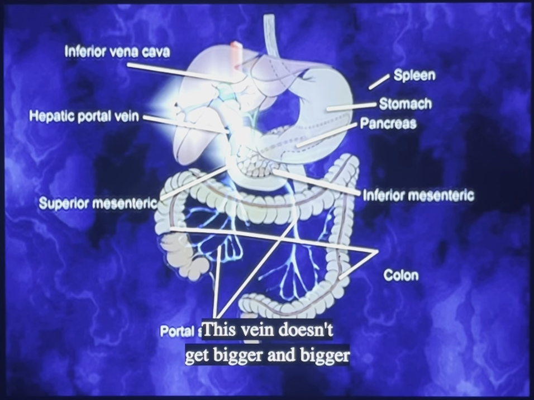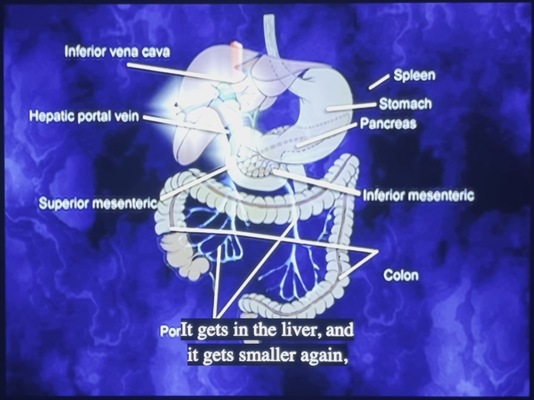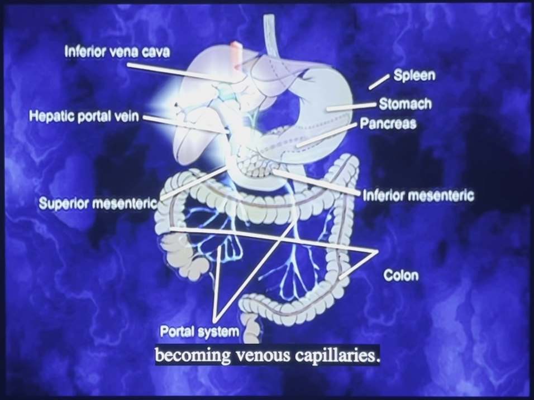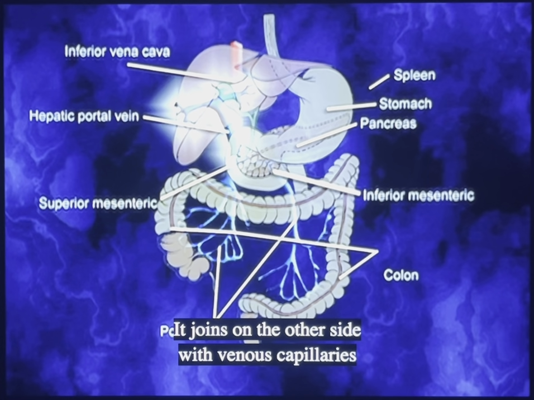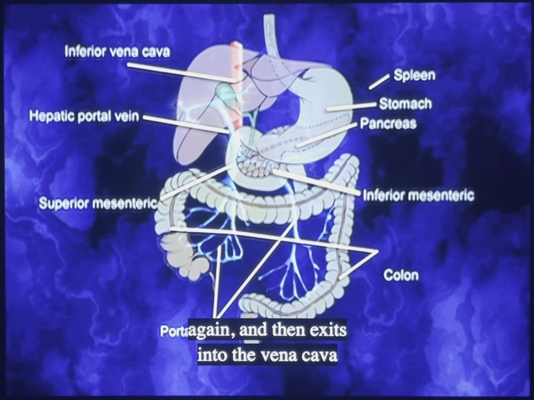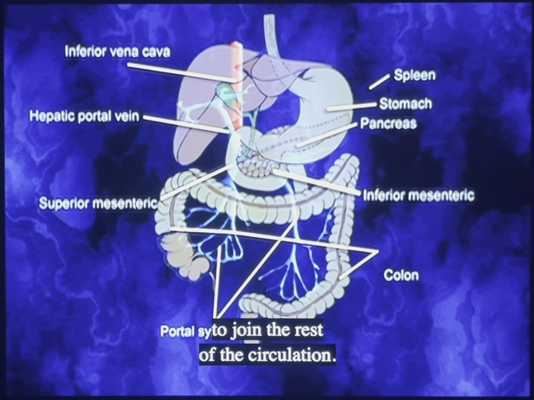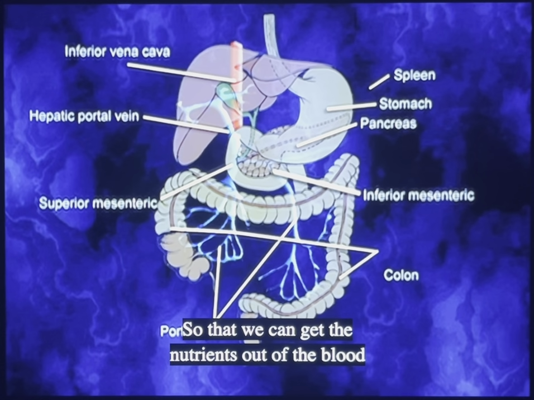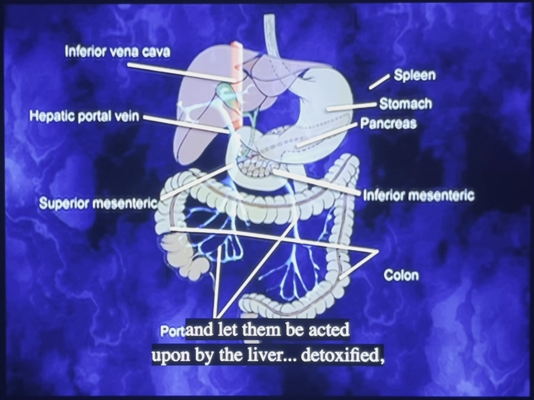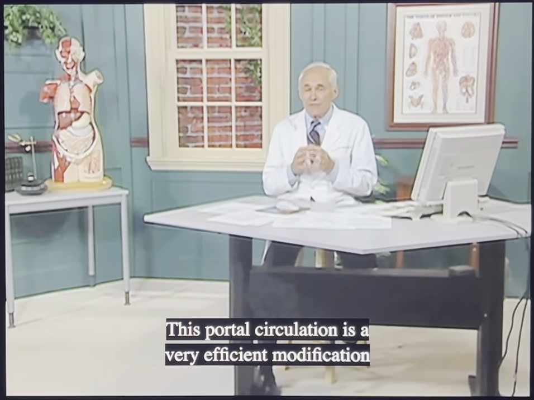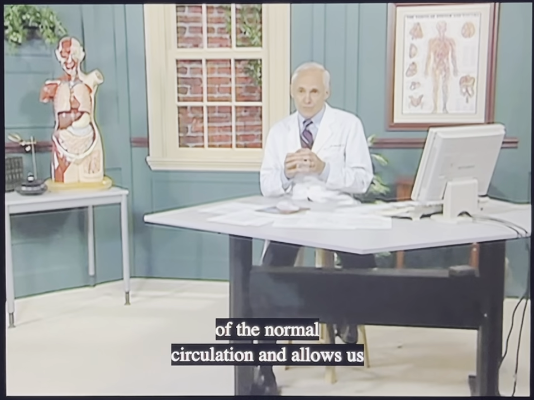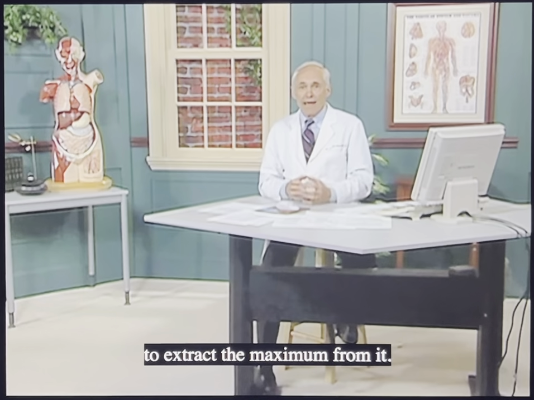This vein doesn't get bigger and bigger the way veins did up until that point. It gets into the liver and it gets smaller again, becoming venous capillaries. It surrounds the cells of the liver. It joins on the other side with venous capillaries again, and then exits into the vena cava to join the rest of the circulation. Why? So that we can get the nutrients out of the blood and let them be acted upon by the liver: detoxified, absorbed, broken down, whatever. This portal circulation is a very efficient modification of the normal circulation and allows us to extract the maximum from it.